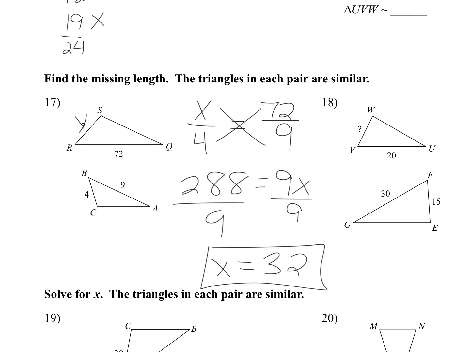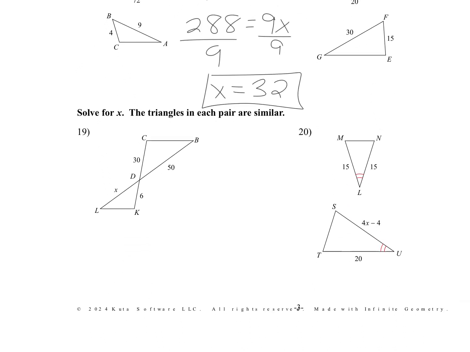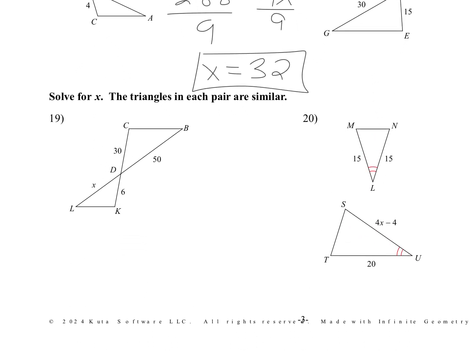Okay, biggest thing is being careful setting up your ratios correctly. Make sure you match up the sides. Last couple. Do you want to do 19 or 20? 20? Okay, I want to talk about 19 quick. Which sides match up? 6 and 30. Yep. 15 and x, look across from each other. So we get x over 15 and then 6 over 30. I'll let you guys finish that one.